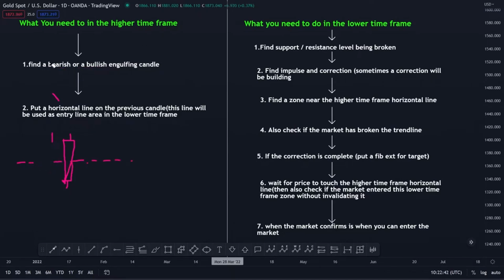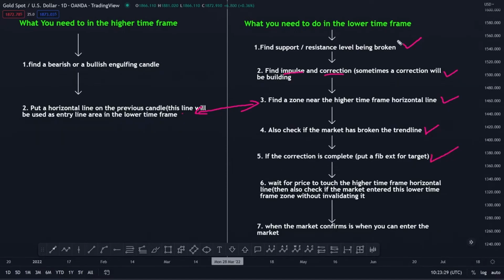Okay, so from here, when you move on to the lower time frame, you have to find a support and resistance level being broken, and you have to find impulse and corrections. You have to check that out too. Find a zone near the higher time frame horizontal line, which is this one here. This will be linked. You have to check that too. Also check if the market has broken the trend line. You have to check that too. If the correction is complete, put a fib extension for the target. Have to check that too, but sometimes you will see that the market is still trying to build the correction.